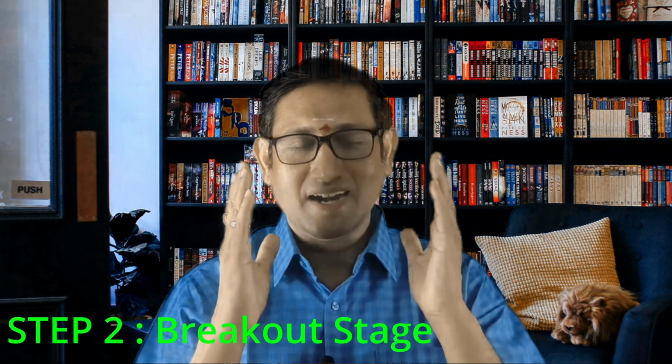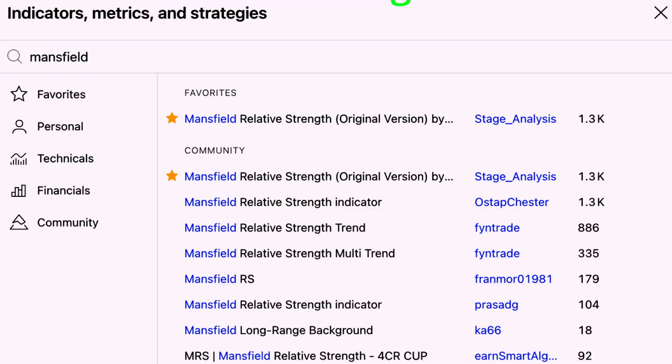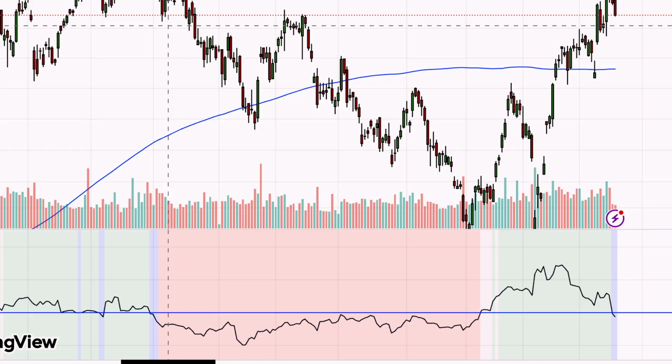Step 2, add the Mansfield relative strength indicator in the weekly chart. Only consider buying if the indicator is above the zero line. This means the stock is outperforming the market.